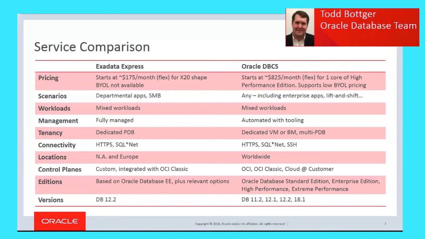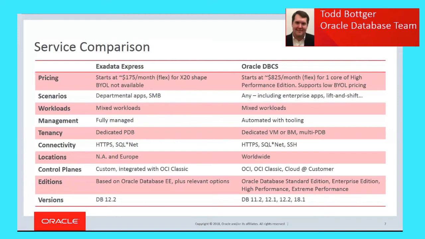I'm going to just go through and speak a little bit about each of these rows here. On the left, we have the Exadata Express column. On the right, we have the Oracle DBCS column. And perhaps the first and most important question on a customer's mind is pricing. How much is this going to cost me? What kind of price point are these things targeted at?